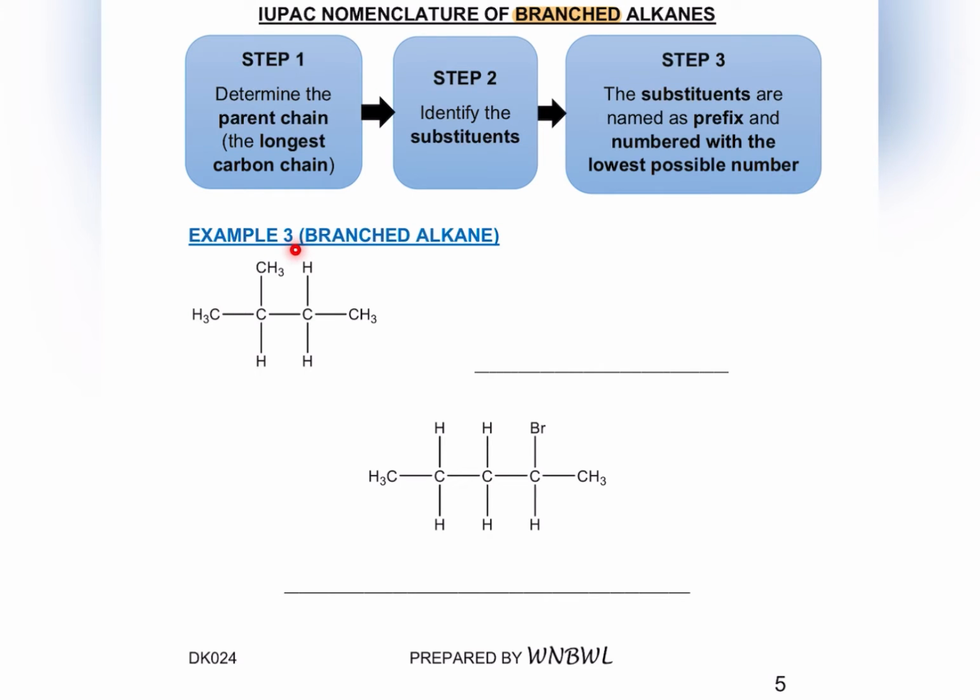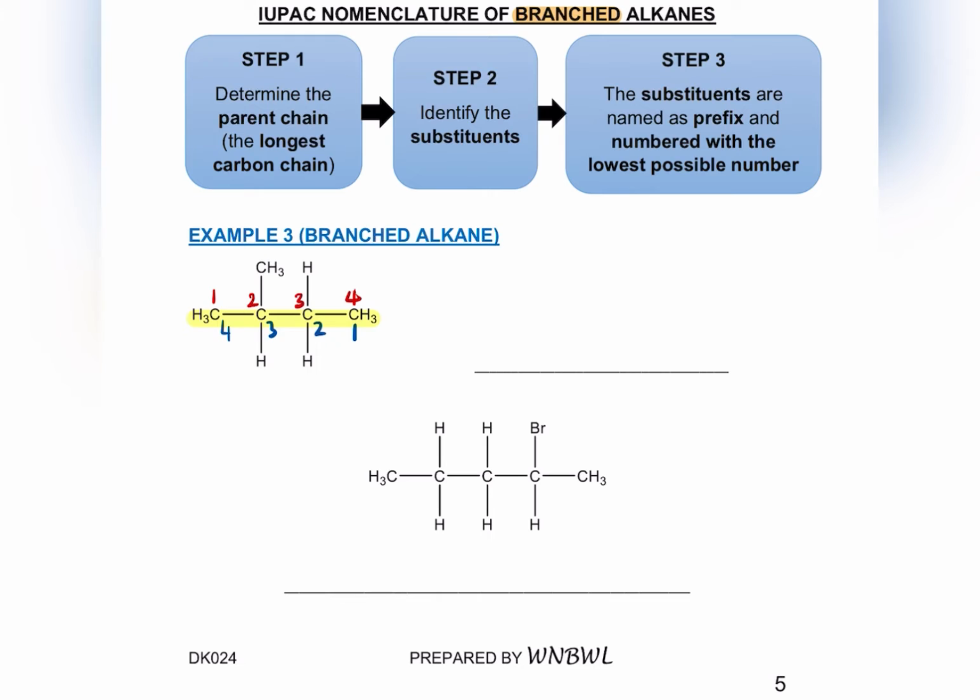Let's go to the first example, example 3, where I got this structure. How do you want to give the name for this structure? Please determine the longest carbon chain first. So if I get my longest carbon chain from here, 1, 2, 3, and then 4, my longest carbon chain is 4. But I can also start my labeling from the right, which is 1, 2, 3, and 4. So as you see here, what I highlight in yellow color is my parent chain.